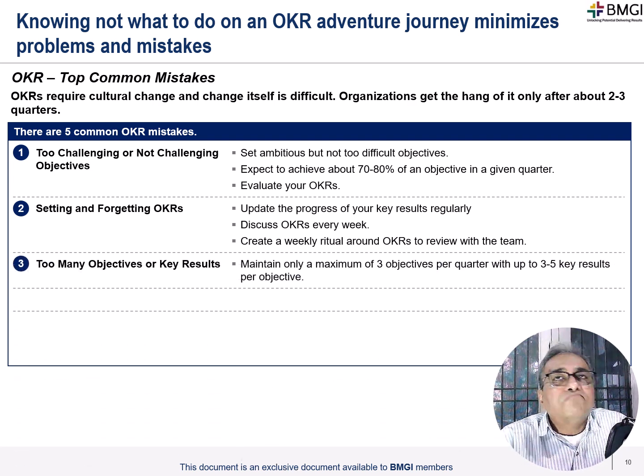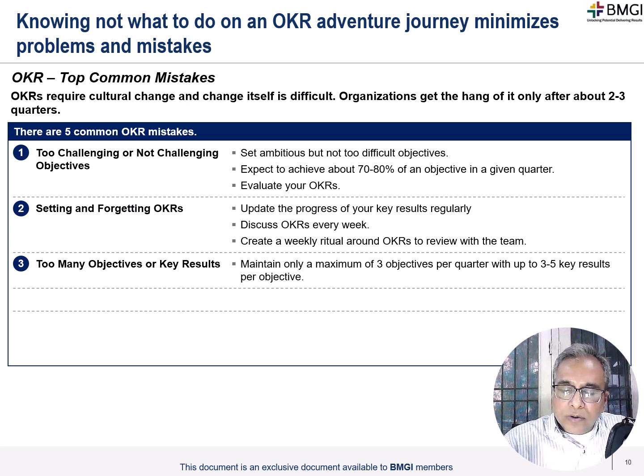Again, a list approach: we should not have too many objectives. It should not be a list approach. A maximum of three objectives per quarter. If you're able to do that with three to five key results, it makes a lot of sense. If you're doing three objectives per quarter, you're really looking at 12 objectives over the year, right? So that's a huge number.